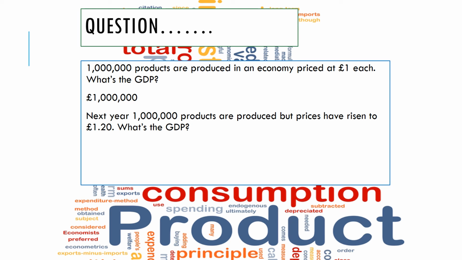Now let's suppose the following year 1 million products are still being produced, the same amount of products, but the prices have risen on average to £1.20. What would be the GDP now? What would be the gross domestic product, the total value of products produced? Well, you're right, it would be £1.2 million. Now, is this fair? Is this really economic growth? Is our economy producing more? Is it producing 20% more? Would that be fair? Now, some of you might argue yes, some of you might argue no, so we make a distinction in economics between these two things.